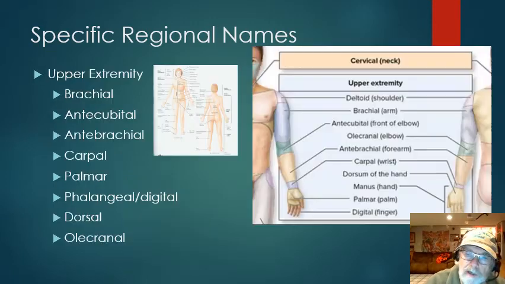Piece of cake. Let's go to the upper extremity. The upper extremity has a few words I think are important. Brachial. Brachial is this blue area right here. So this area right here is the brachial region. It's the upper arm.